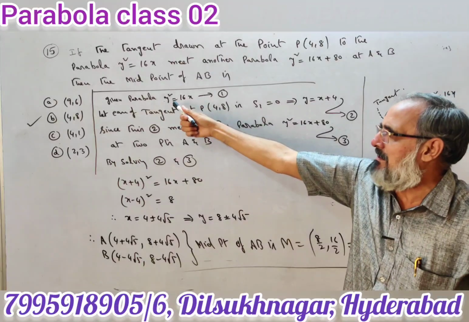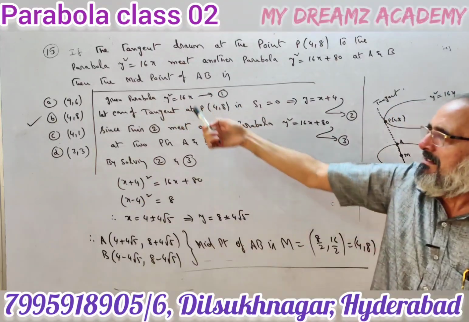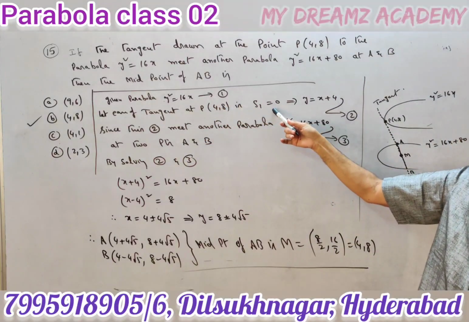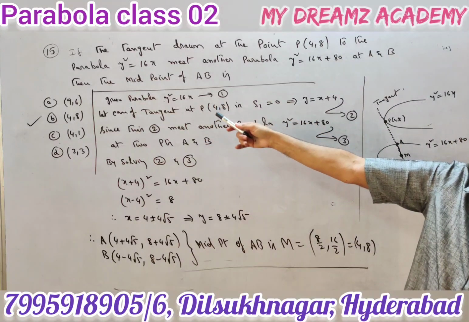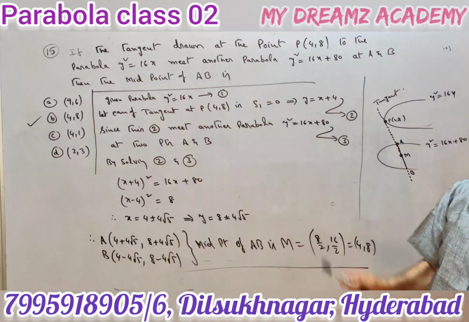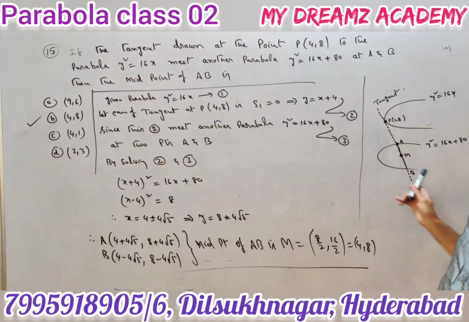Given parabola 1, y square equal to 16x. By the concept, the equation of tangent at P(x1, y1) is S1 equal to 0, that is y y1 minus 2a into (x plus x1). By simplification, y equal to x plus 4 is the equation of the tangent.